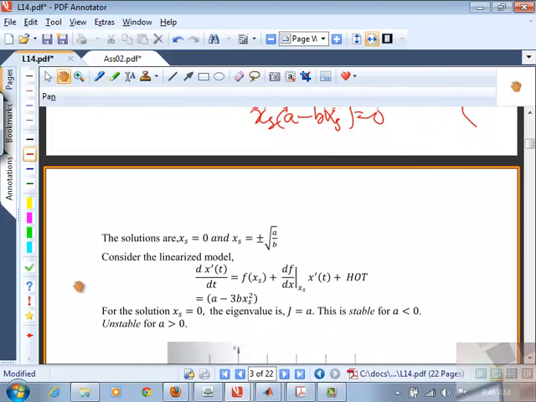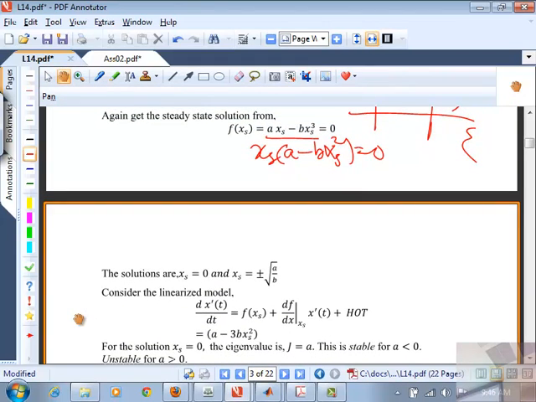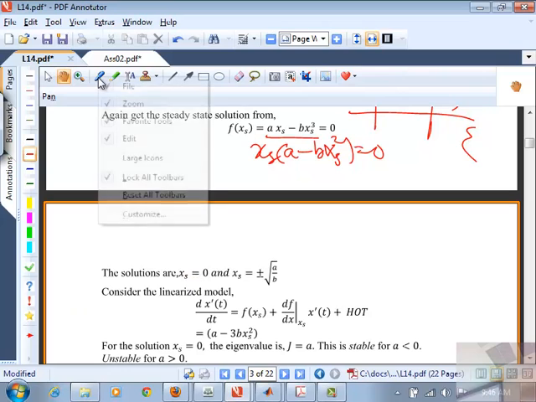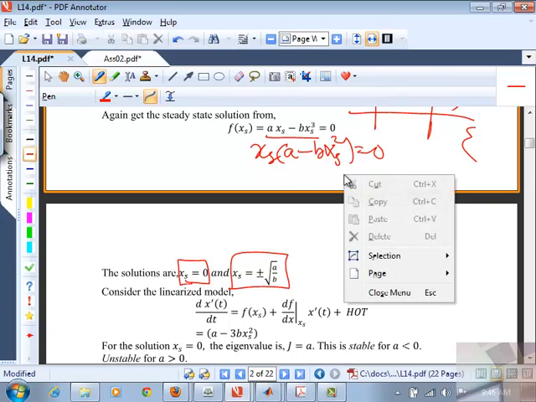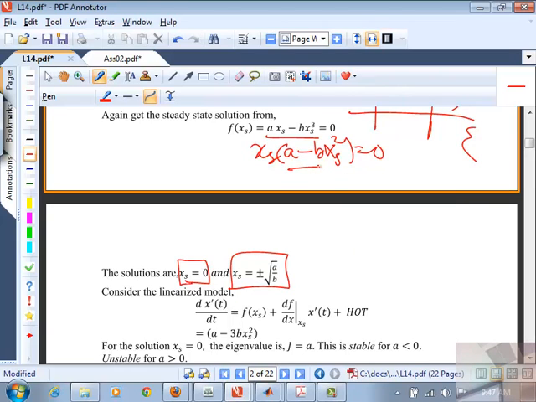So we can solve for these. x_s equal to 0 is one solution, and x_s equal to plus or minus square root of a over b, which comes from the second part of the equation, setting that equal to 0, is the second solution. So there are 3 solutions.